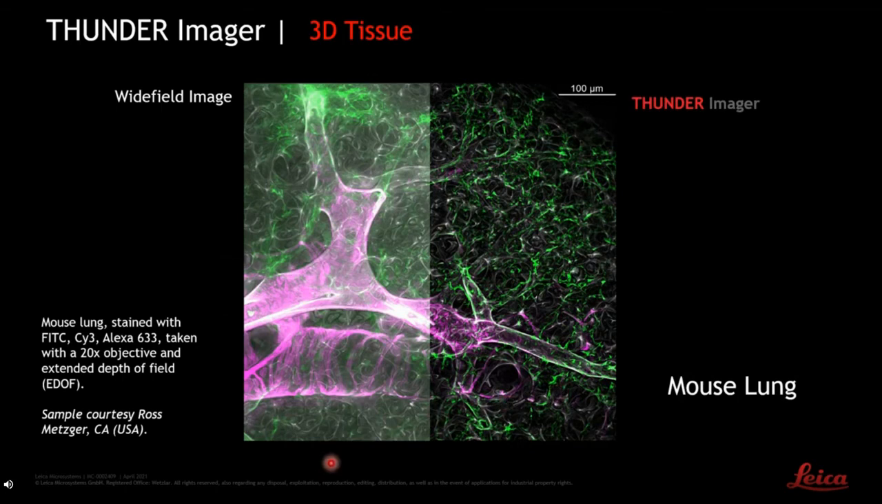This is a mouse lung stained for PHD, Psi3, and Alexa 633. The image was acquired using a 20x objective, and the final image was projected into extended depth of field, or EDOF. The left-hand side is the EDOF image, which is the wide field image, and the image on the right is the EDOF image after Thunder.